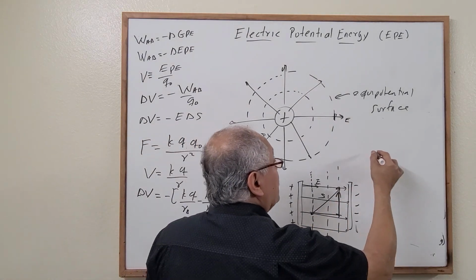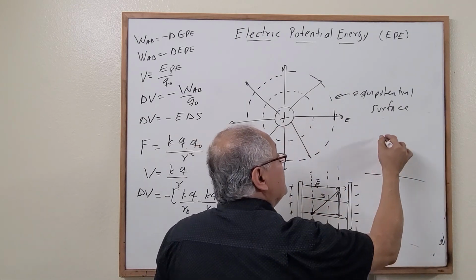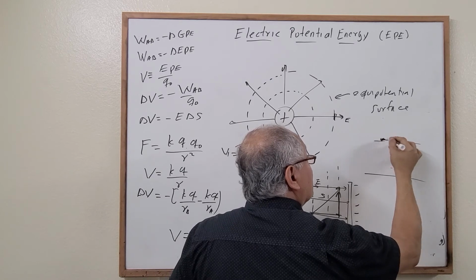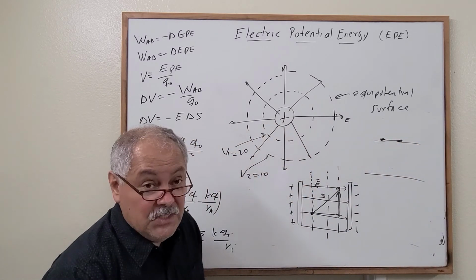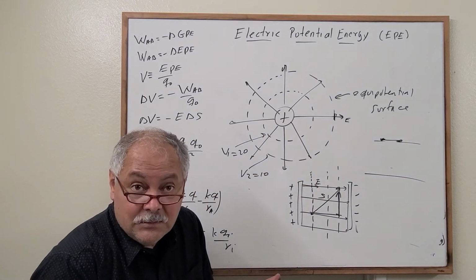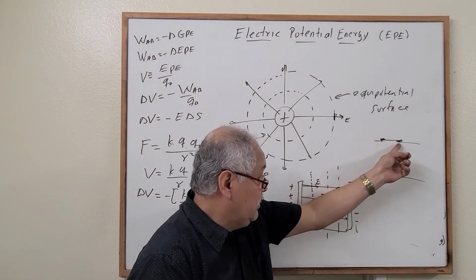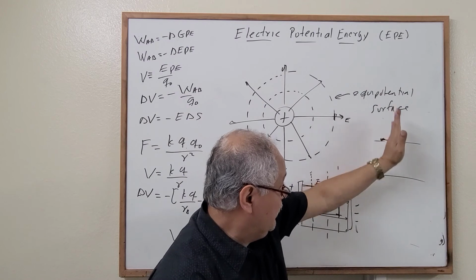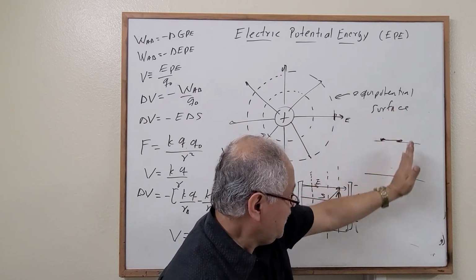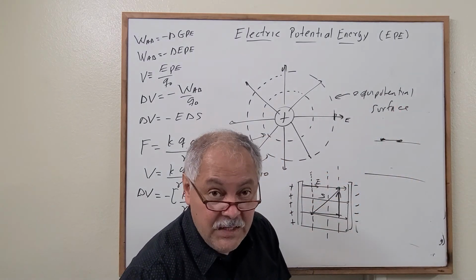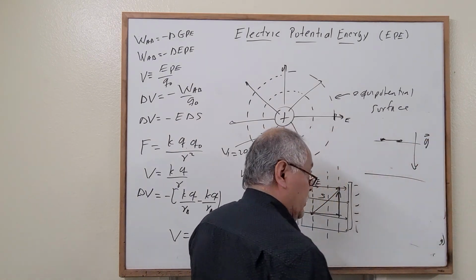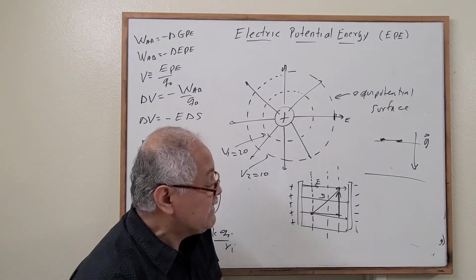In gravity, this is the ground and this is a particle right here. If you move a particle from here to here at the same height, the change in potential energy is 0, right? Why? Because there is no change in the direction of the field. In this case, the gravitational field goes in this direction. So it's not changed. The same thing happens over here, right?